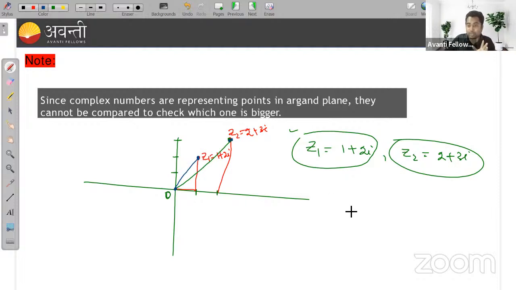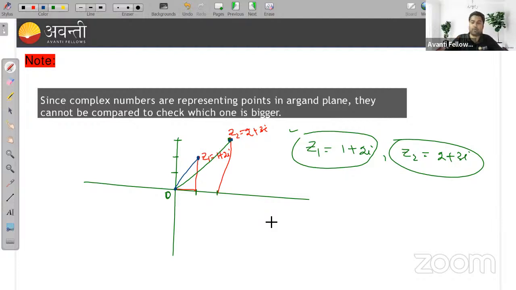So the conclusion is we cannot compare two complex numbers. That means we cannot say which one is bigger or which one is smaller, because they represent a point in the Argand plane, and we cannot compare points. Is that clear to everyone? Guys, just respond in the chat box if it is clear to all. Shall I move to the next thing?